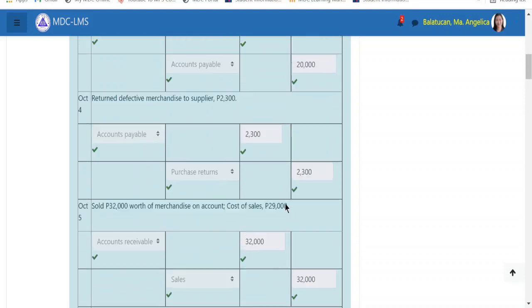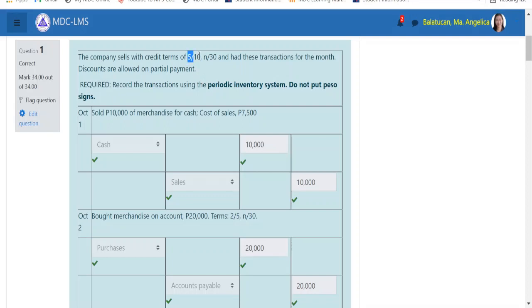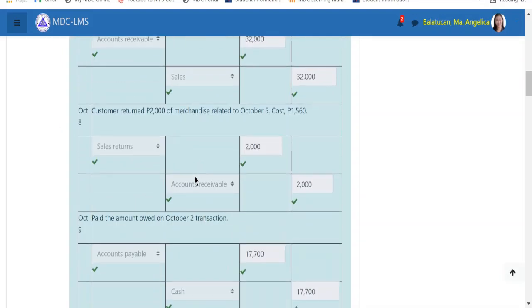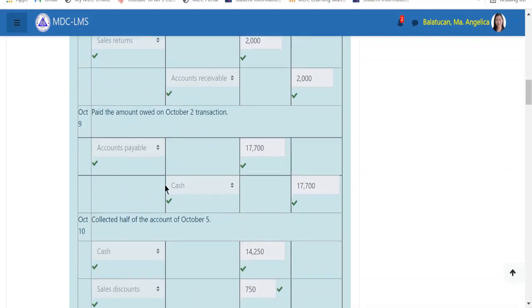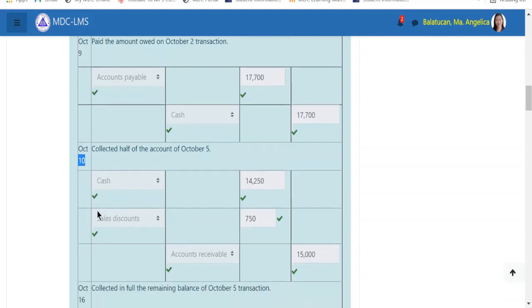So go back to the main transaction. You have 5 over 10. Okay, so 5 over 10. So that means 5% discount if paid within 10 days. And let us check again if this payment qualifies for the 5% discount. So October 5 plus 10 days, that would be October 15. And when did they pay? The customer paid on October 10. So therefore, there is a discount.